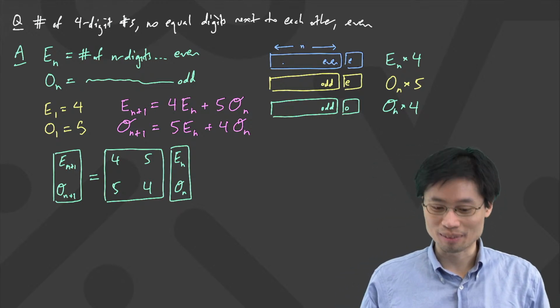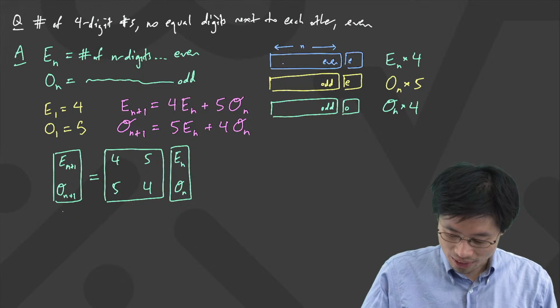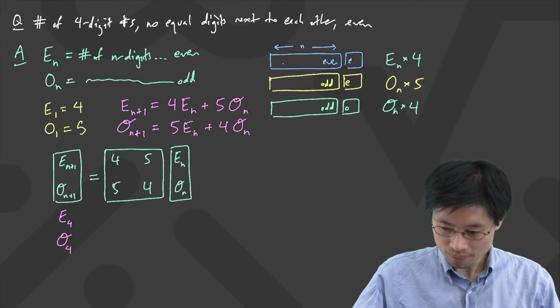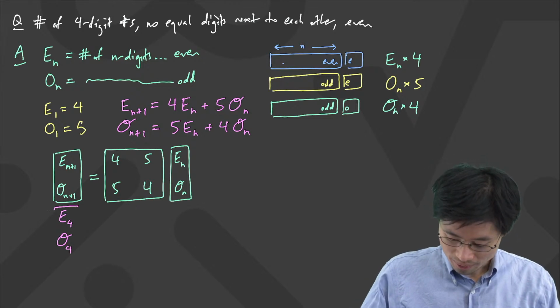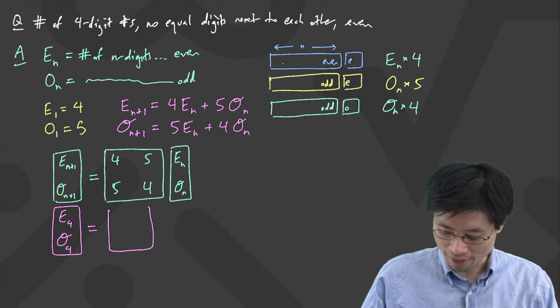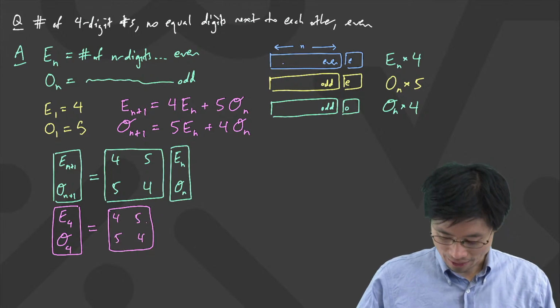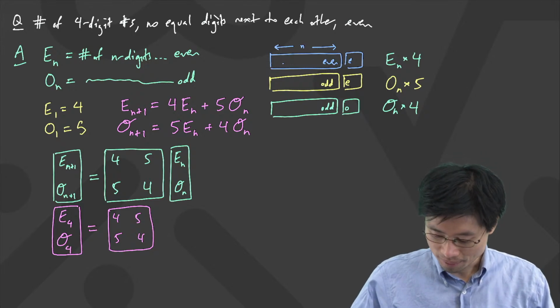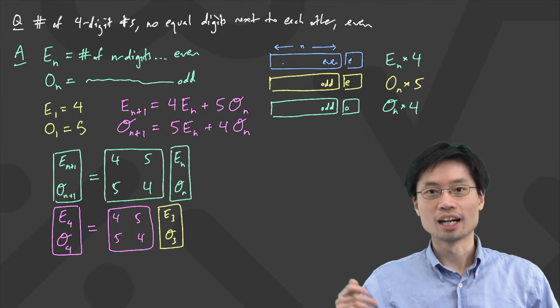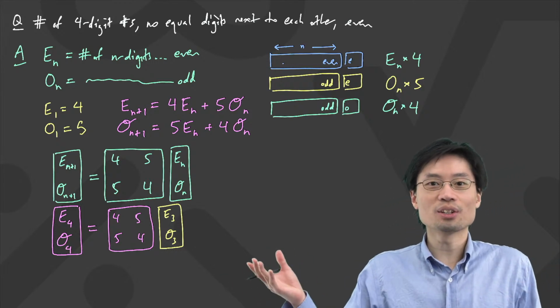Yeah, you can take the power of a matrix. So for example, if I wanted to know E4 and O4, what would that be? Well, I would just need to take the 4, 5, 5, 4 times, I'm going to use yellow because I'm about to replace it, E3O3, right? And if I wanted to do this, well, what's E3O3?